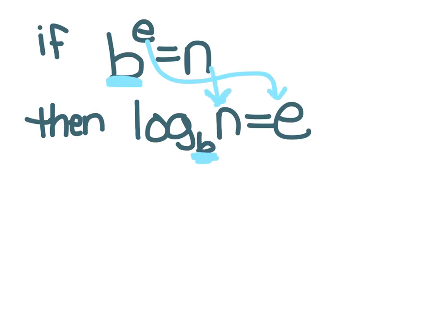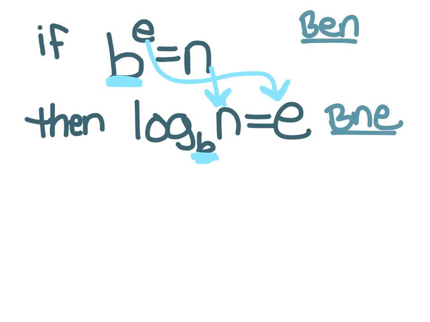So you could memorize it by knowing that the e and the n trade places, the exponent and the answer. Or some people call it Ben and Benny. See, b to the e equals n, Ben, and log base b of n equals e, Benny. If that helps you remember which is which, then use Ben and Benny. Either one is fine with me. Or come up with your own cute way of learning it. But you really have to know that log base b of n equals e.